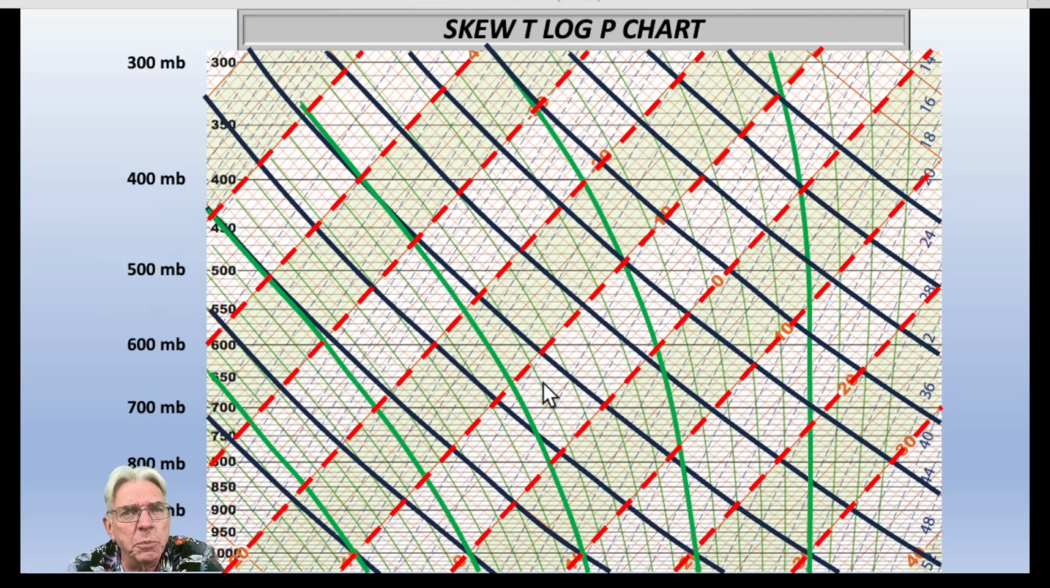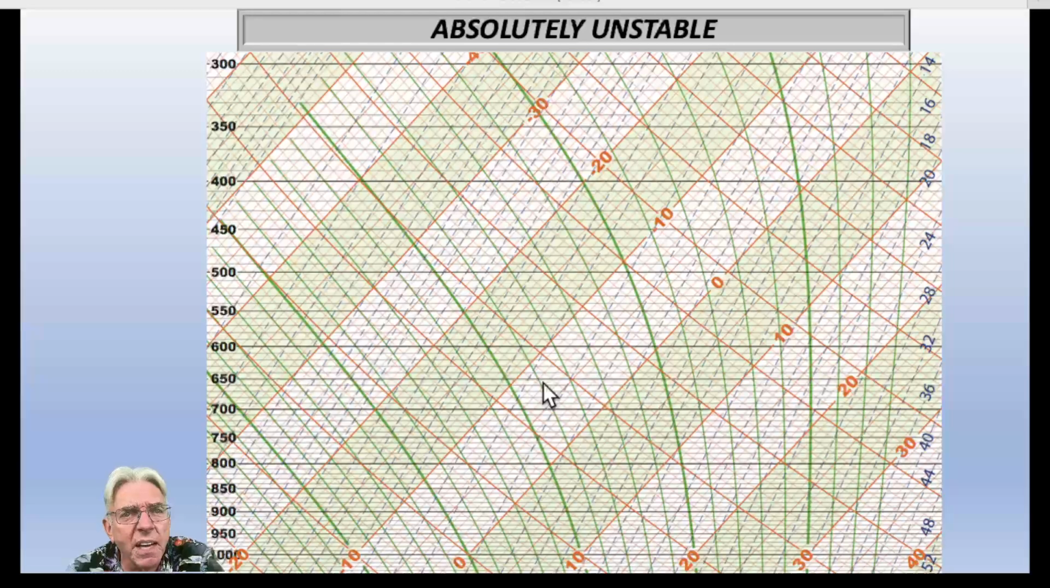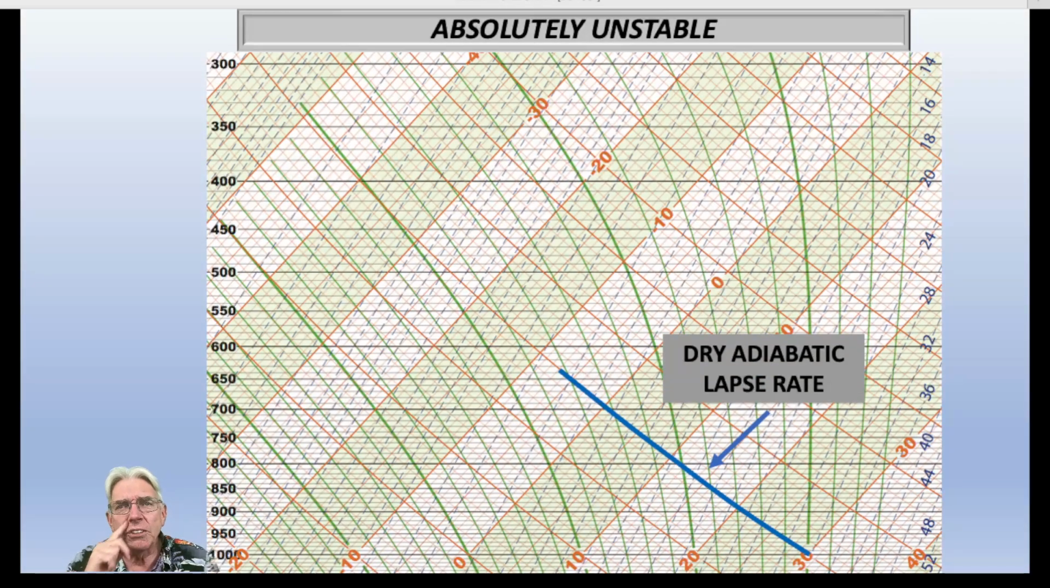Okay, so now let's move on and talk about these 3 different types of instability. So let's say that we have the dry adiabatic lapse rate, so that's the rate at which an air parcel would cool as it goes up or down.